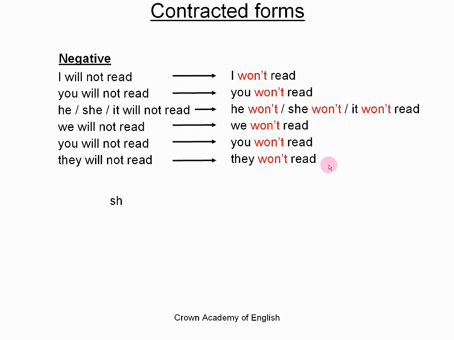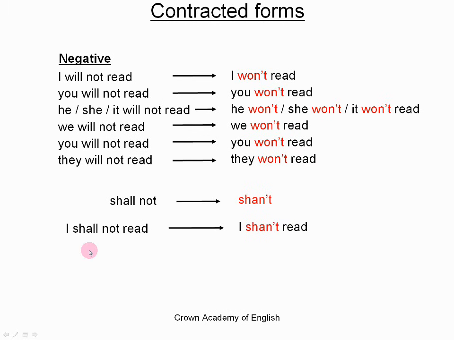And for shall, in the negative, shall not becomes shan't. And we spell that S-H-A-N apostrophe T. Okay? And the meaning is the same. So, for example, I won't read is the same meaning as I shan't read. So here is an example. The first example, I shall not read becomes I shan't read. Okay, let's carry on.